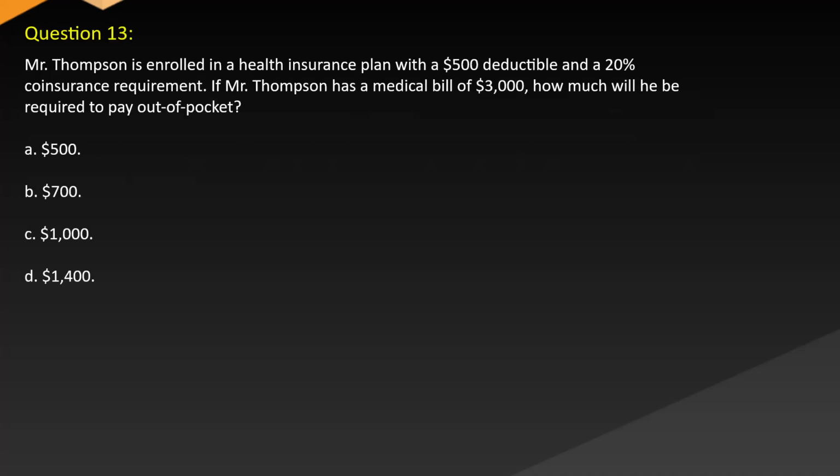Question 13. Mr. Thompson is enrolled in a health insurance plan with a $500 deductible and a 20% coinsurance requirement. If Mr. Thompson has a medical bill of $3,000, how much will he be required to pay out of pocket? A. $500. B. $700. C. $1,000. D. $1,400.